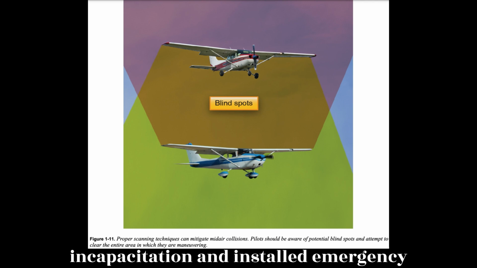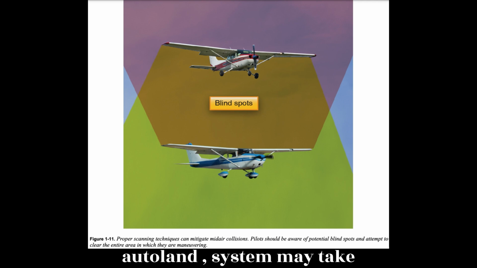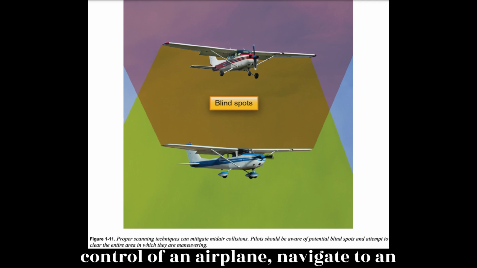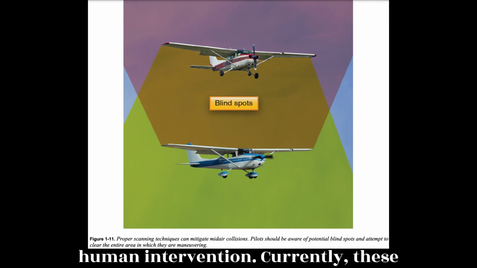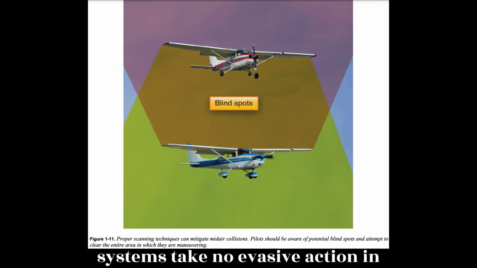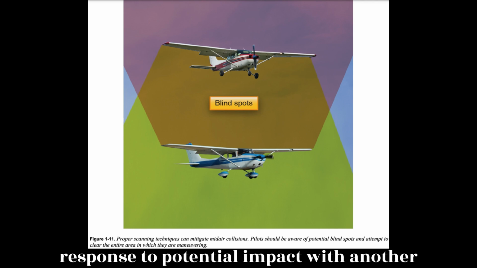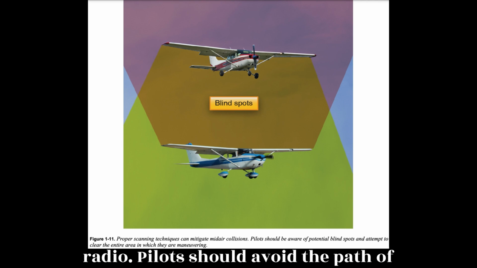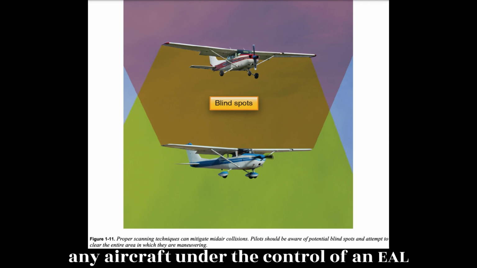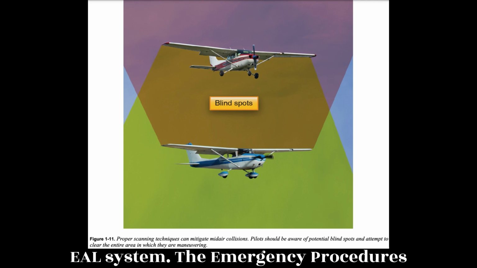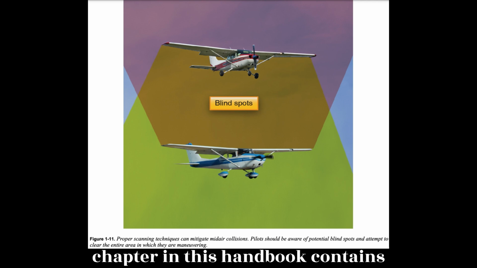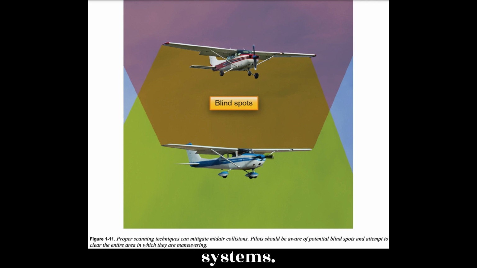In case of pilot incapacitation, an installed emergency autoland (EAL) system may take control of an airplane, navigate to an airport, and land without additional human intervention. Currently, these systems take no evasive action in response to potential impact with another aircraft, although they transmit over the radio. Pilots should avoid the path of any aircraft under the control of an EAL or suspected to be under the control of an EAL system. The Emergency Procedures chapter in this handbook contains additional information about these systems.